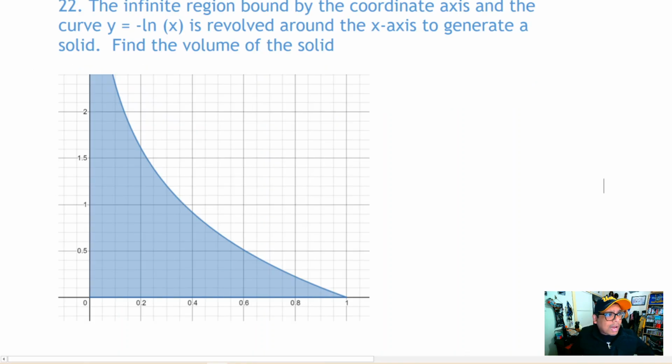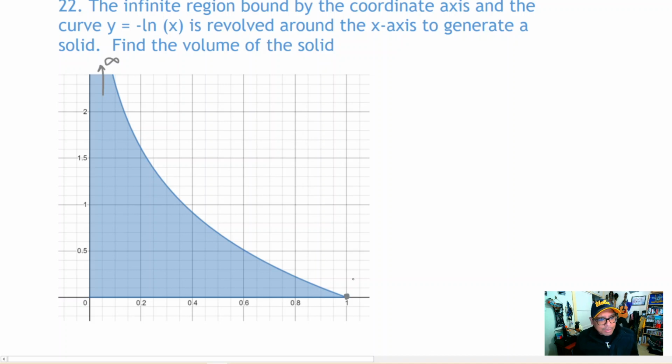Here's a little bit of the graph of y equals negative natural log of x. And we're bound by the axes, so I've cut it off over here on the x and y axes. And I know that this part right here is going to go all the way to infinity. So that's where my problem is here. As x approaches 0, we're going to go to infinity.